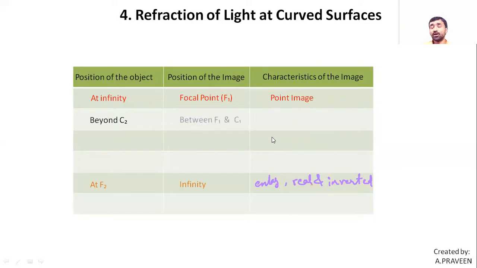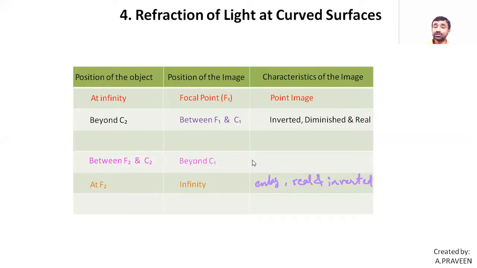So the next position is beyond C2. If I place the object there, I get the image between F1 and C1. Characteristics: it is inverted, diminished, and real. You can follow the ray diagrams, figure number 14. Then I'll go to the position between F2 and C2. Here, if I place the object between F2 and C2, the image will be beyond C1. Characteristics: inverted, enlarged, and real image.